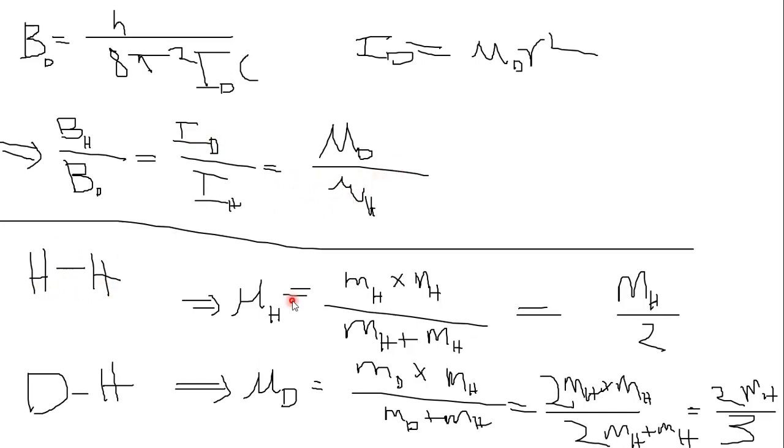So when you calculate mu h, it will be mH into mH divided by mH plus mH, because effective mass is m1 into m2 by m1 plus m2. So mu h will be mH by 2, but mu d will be md into mH divided by md plus mH. So md is 2mH, so 2mH into mH divided by 2mH plus mH, so it will be 2mH by 3.